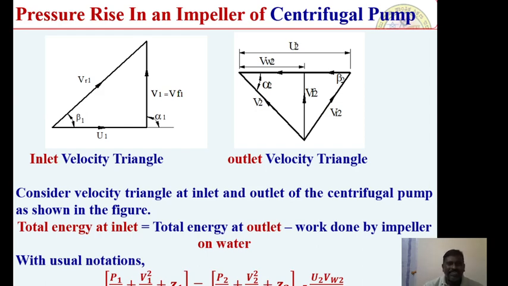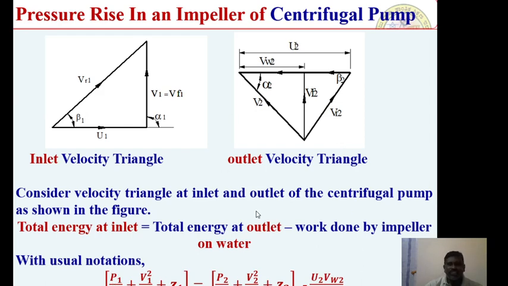If we consider section 1 as the inlet and section 2 as the outlet, that is the delivery side, I can write the total energy at the inlet, P1 by rho g plus V1 square by 2g plus Z1, as equal to P2 by rho g plus V2 square by 2g plus Z2 minus the head imparted by the impeller to the water. That means the work done per unit weight of the water is U2 Vw2 by g. This particular expression is very, very important.